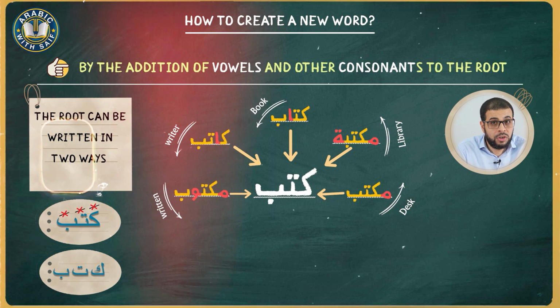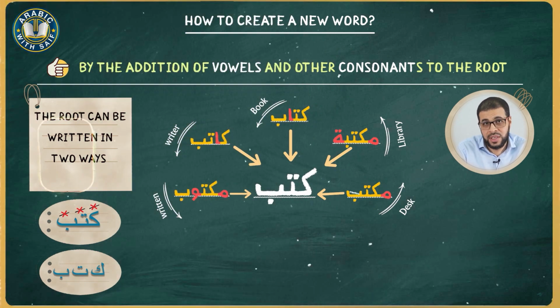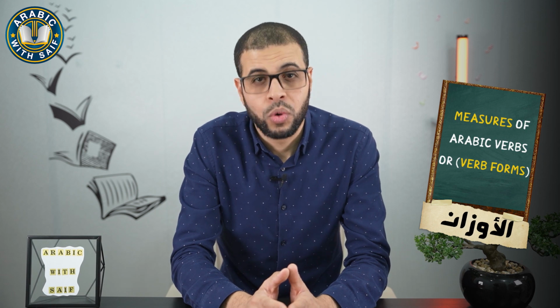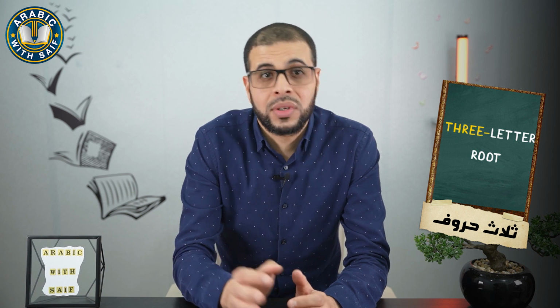In the previous lesson we have been discussing roots. Today we're covering the measures of Arabic verbs, or verb forms. Most Arabic words are derived from a three-letter root, and each trilateral Arabic root can theoretically be transformed into one of 10 possible verb forms, أوزان.